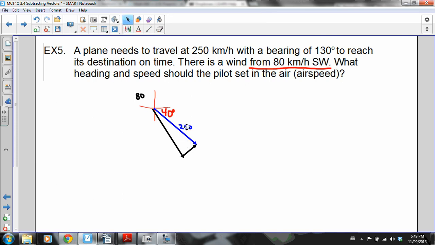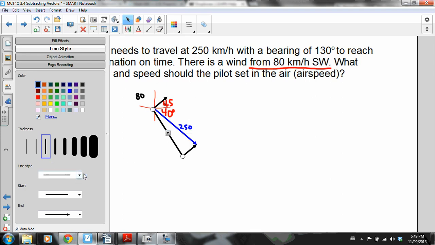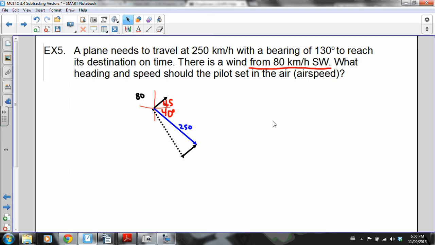And I'm going to actually make a copy of this wind vector, so we can see where it came from, so we can see some angles, right? Because if this is from the southwest, what's this angle in here? Well, this is 45 and this is 45, isn't it? And this is the vector that I want to find. I'm going to make it dotted, or you can make it a different color, whatever you want. So we're going to steer this way. The wind's going to push us back to be on track, which is the blue one.